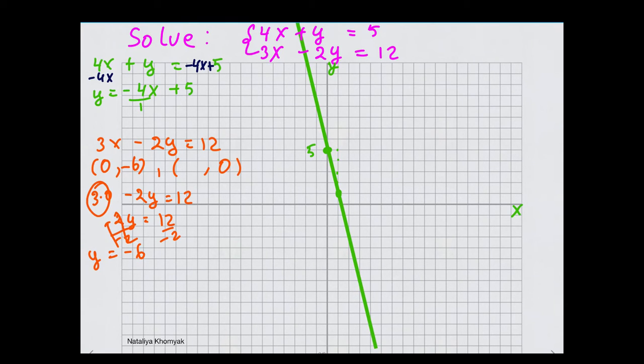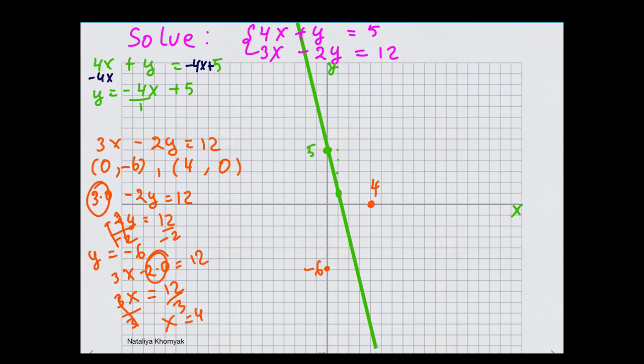And for the second point, we're going to plug in 0 instead of y. So we have 3x minus 2 times 0 equals 12. That's a 0. So we have 3x equals 12. Dividing by 3, x is equal to 4. The second point is (4, 0). So when x is 0, y is negative 6, and when y is 0, x is 4. So those are the two points I needed.